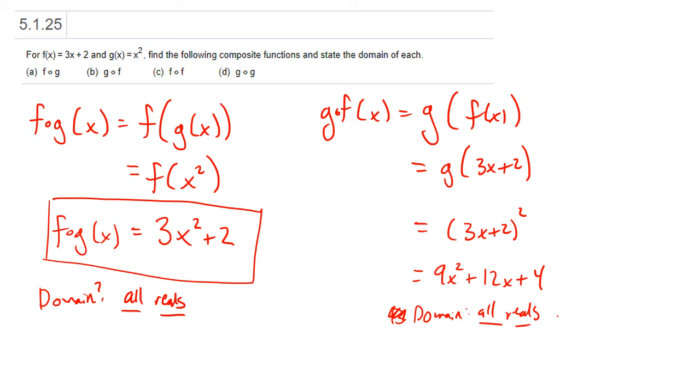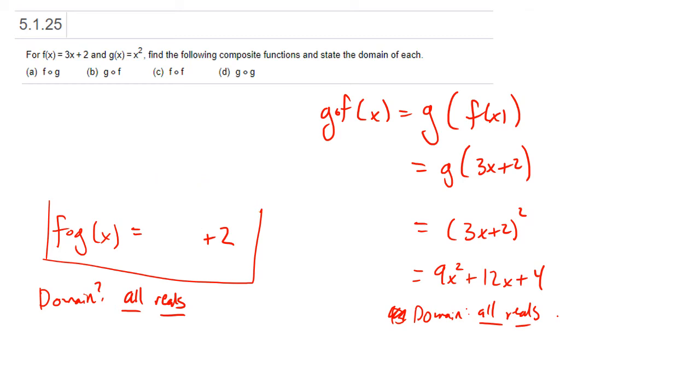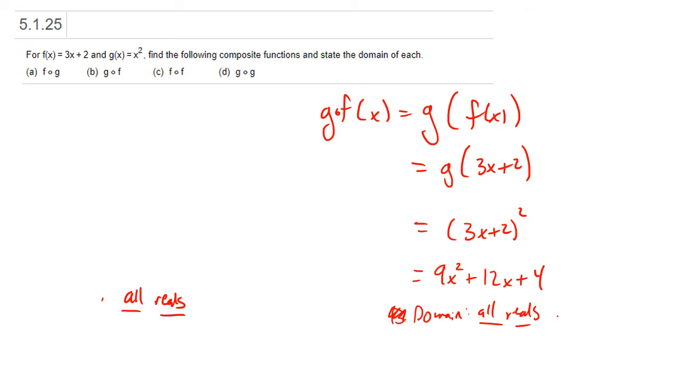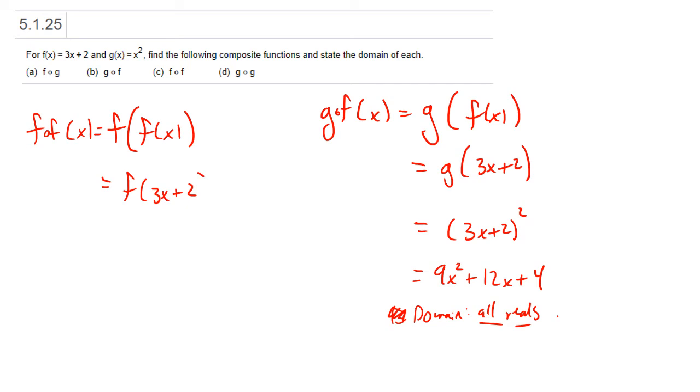Moving on to the third one. So in the third one, again, we're composing a function with itself rather than with a different function, but that's fine. There's no obstruction to doing this. So we're going to compute f of f of x. On the inside there, f of x is 3x plus 2.